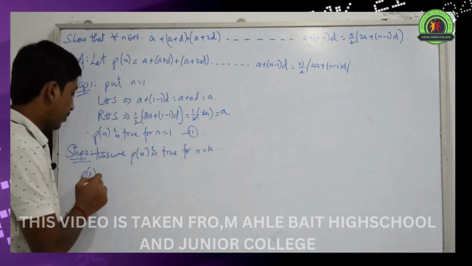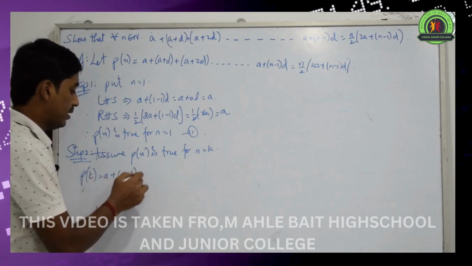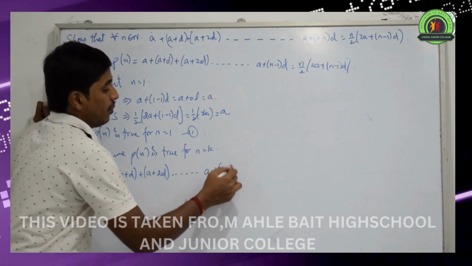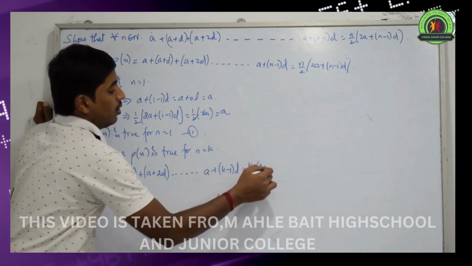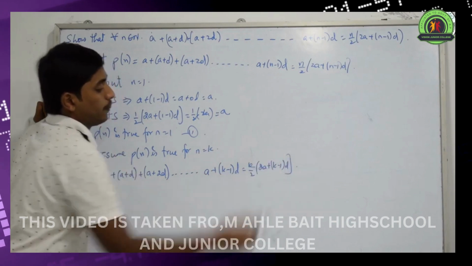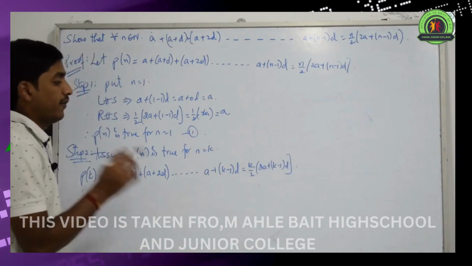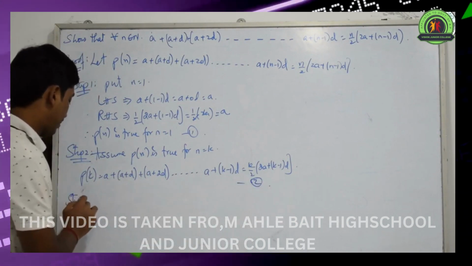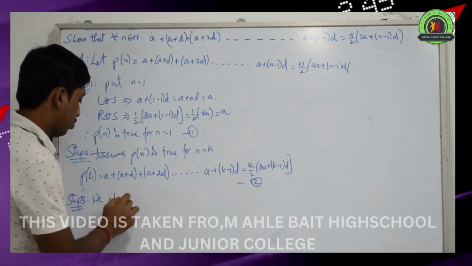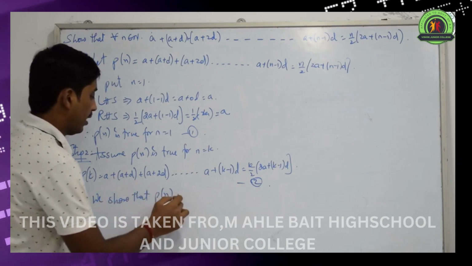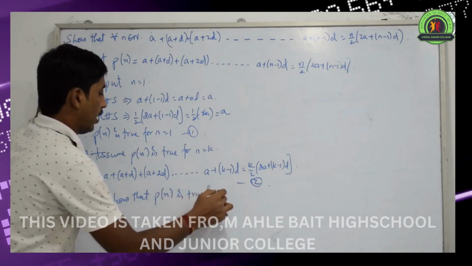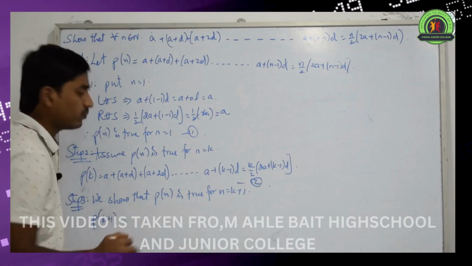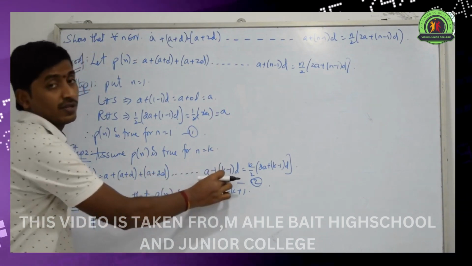That is, P of k is equal to a plus d plus a plus 2d and so on up to a plus k minus 1 into d is equal to k by 2 into 2a plus k minus 1 into d. Is it not? Right? Fine. This will be my second statement. What is my third statement? That is, step 3 will be, now we show that P of n is true for n equal to k plus 1. Okay? P of k plus 1th term. Just the k plus 1th term of this nth term.